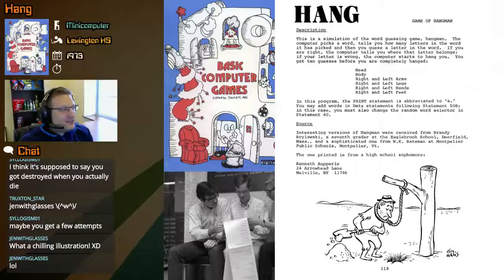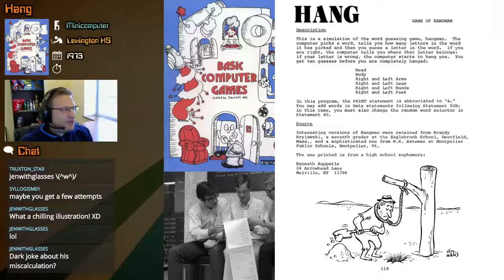Alright, so this is a simulation of the word guessing game Hangman. The computer picks a word, tells you how many letters are in the word it has picked, and then tells you to guess a letter in the word. If you are right, the computer tells you where that letter belongs.